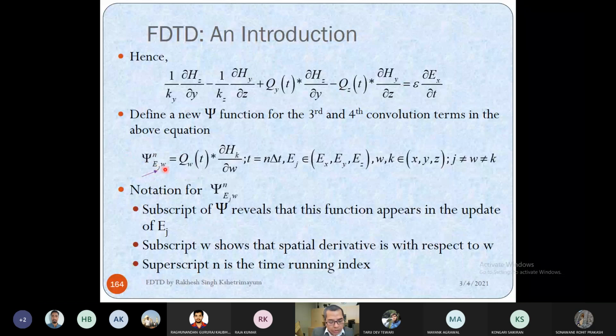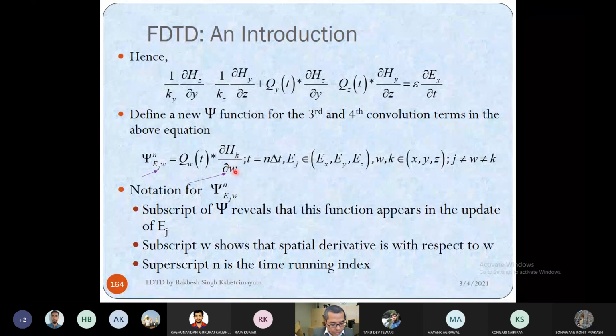We also have a W term here. This W term signifies which variable the derivative is with respect to. For example, in this case the derivative is with respect to y, and this will become y here. If it is the derivative with respect to z, then it will become z here. So W is the partial derivative variable you are using. If you are doing it with respect to x, then it will become del by del x.